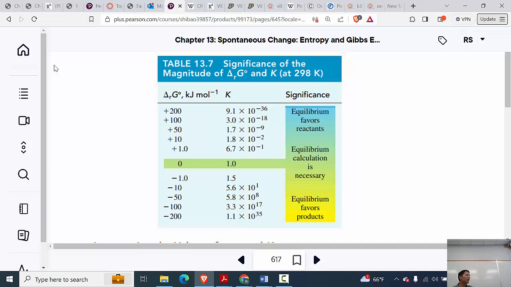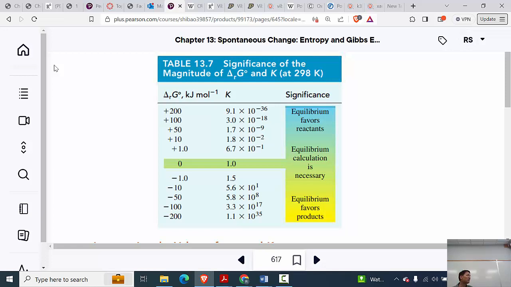It says equilibrium calculation is necessary here. No, I'd say from 50 to minus 50, it's necessary. Not just here. But you could do equilibrium calculations for the entire spectrum, and that's what we're going to do. We don't care if it's at the extremes. We're still going to do equilibrium calculations, and even if we get a tiny, minute amount of reactant or product left over, it doesn't matter to us. We're still going to do it.